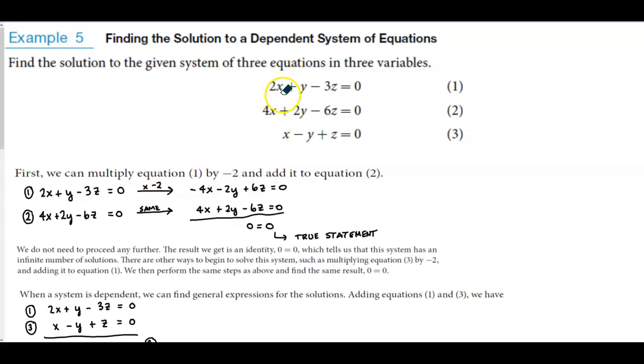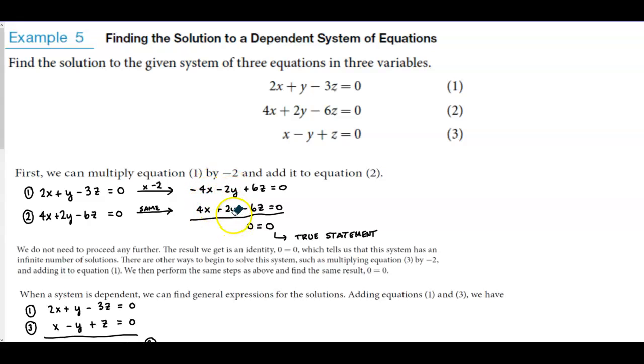So if we look at the first variable x, we can multiply the first equation by -2. So -2 times 2x is -4x. -2 times y is -2y. -2 times -3z is +6z. And -2 times 0 is 0. And then we're going to keep equation 2 the same.